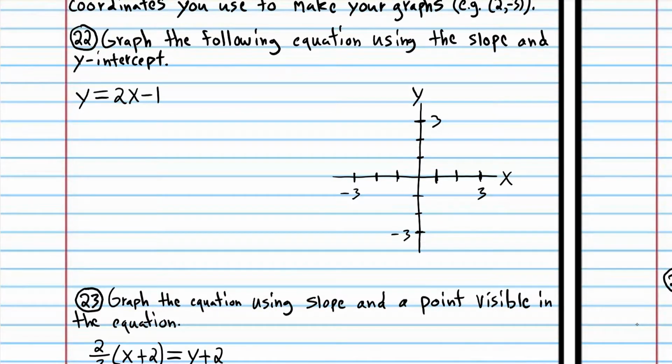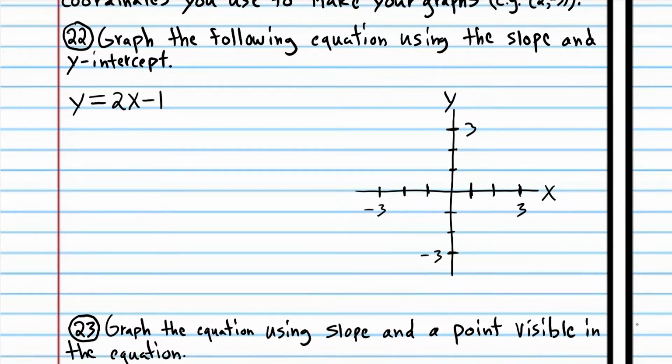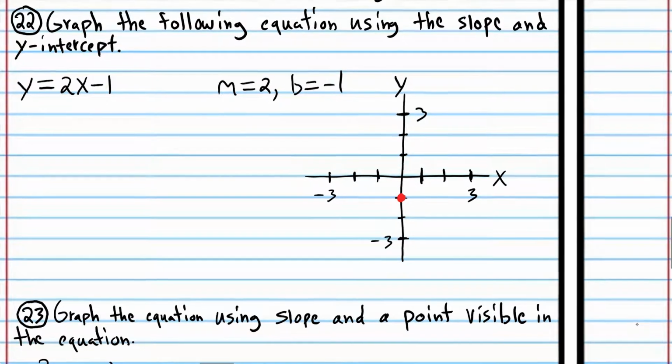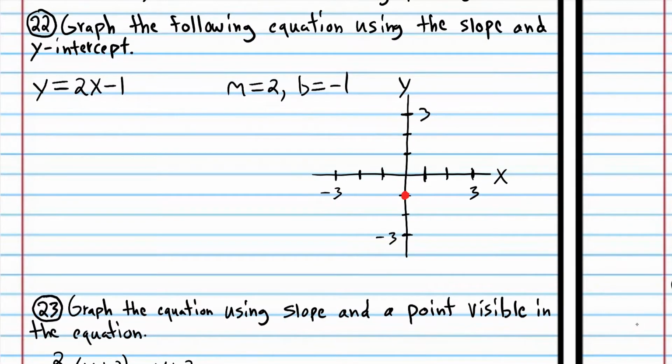Okay, and so we're going to graph the y-intercept. Now again, maybe I should write over here, m first of all is equal to 2, and b is equal to -1. That's going to help us. So -1 is the y-intercept, so that means right here at this red little point there, that's -1. That's the y-intercept. That's what that tells us.